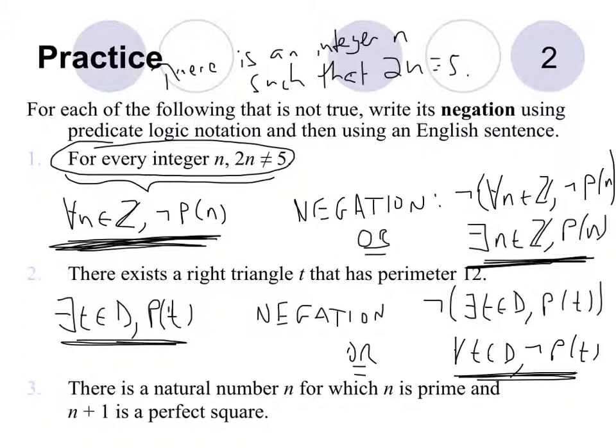Again, in the abstract, if we think of this original sentence, it says there is something that has property p, and the negation then says everything doesn't have property p. So the negation of something does is everything doesn't.